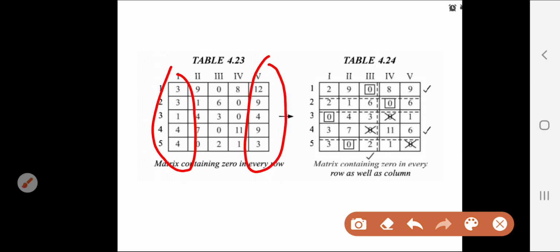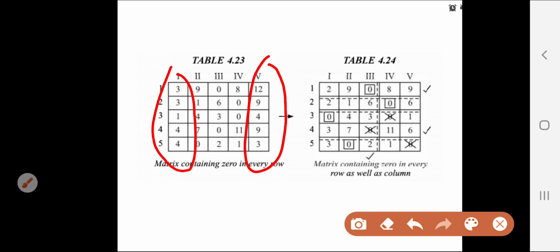Now you apply the column minima method. In the first column 1 is the minimum value, so you subtract it from other elements: 3 minus 1, 3 minus 1, 1 minus 1, 4 minus 1 and 4 minus 1. You write the values. Similarly in the last column the minimum value is 3. So 12 minus 3, 9 minus 3, 6, 4 minus 3, 1, 9 minus 3, 6 and 3 minus 3, 0. All other columns have zeros there.